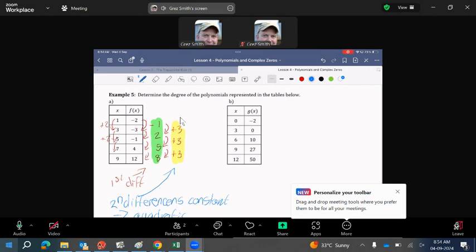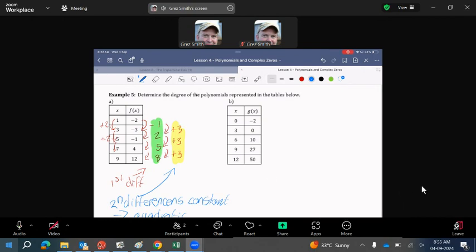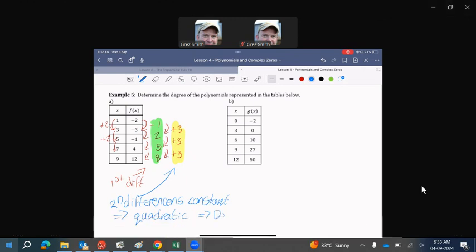So, determine the degree of the polynomial represented in table B. Try it for yourself. What's the degree in the first one? So the degree of f of x is 2. The mathematical notation for this is the degree of f is equal to 2. This is the shortest way you can write it.